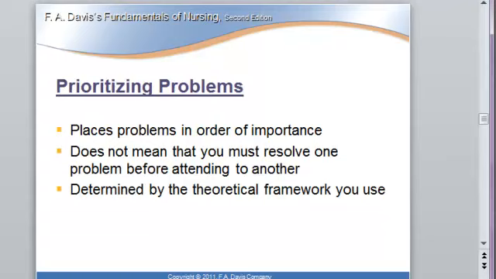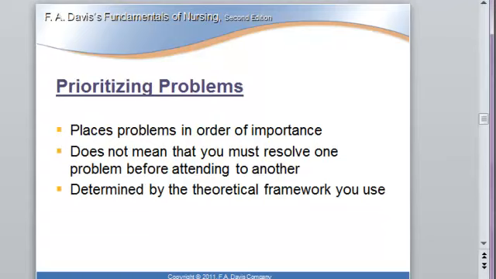When we prioritize our problems, we basically place our problems in order of importance. It doesn't mean that you have to resolve one problem before attending to another one, but we really look at our theoretical framework as we look at prioritizing. And you're going to be having a lot of priority type questions on boards. You'll have a lot of what should the nurse do first, based on a patient scenario. You'll have a lot when you're taking care of patients. How am I going to prioritize these 5 patients that I'm taking care of?